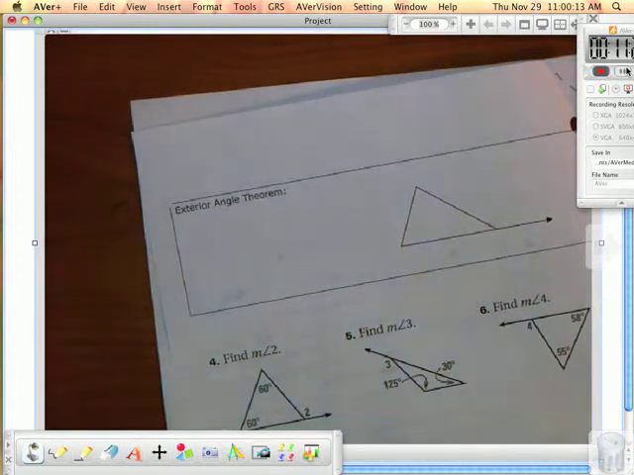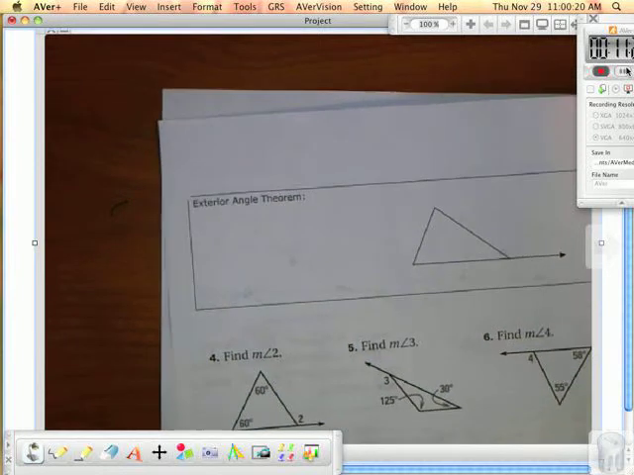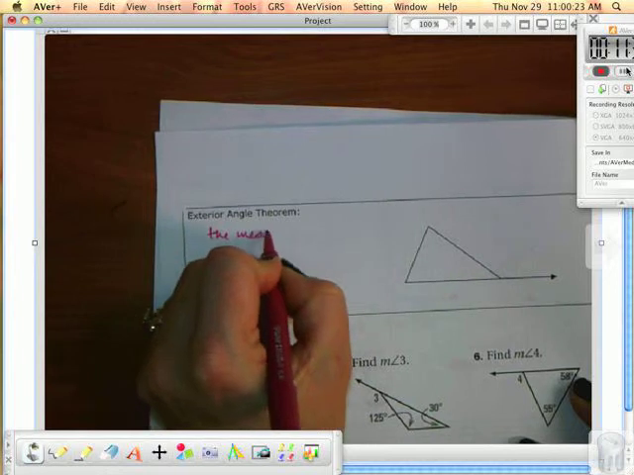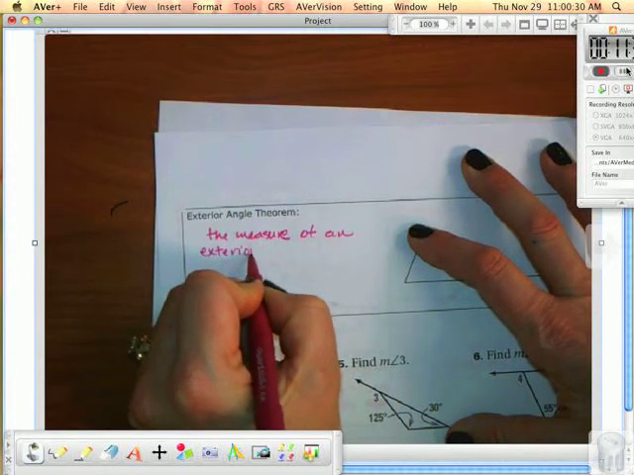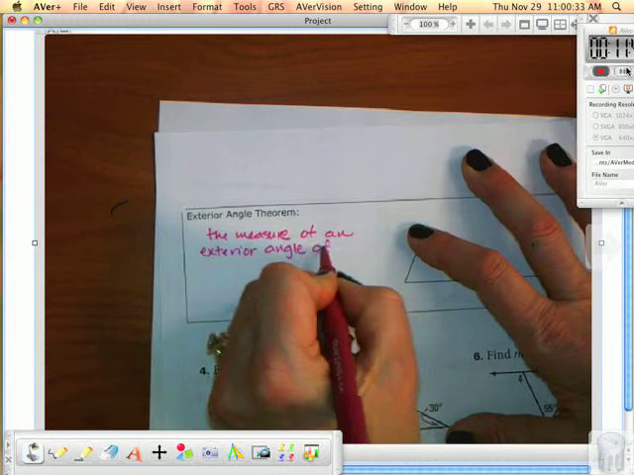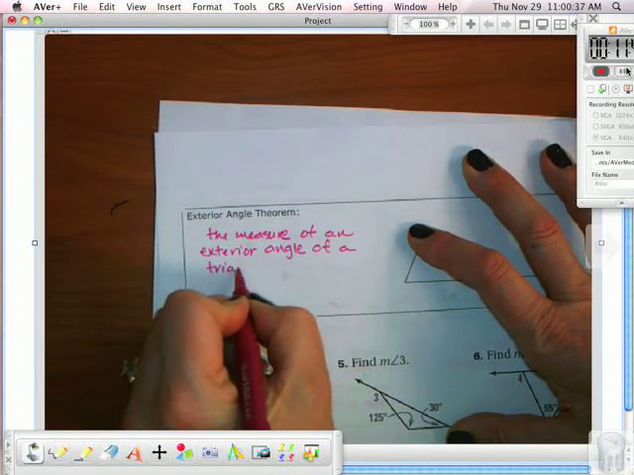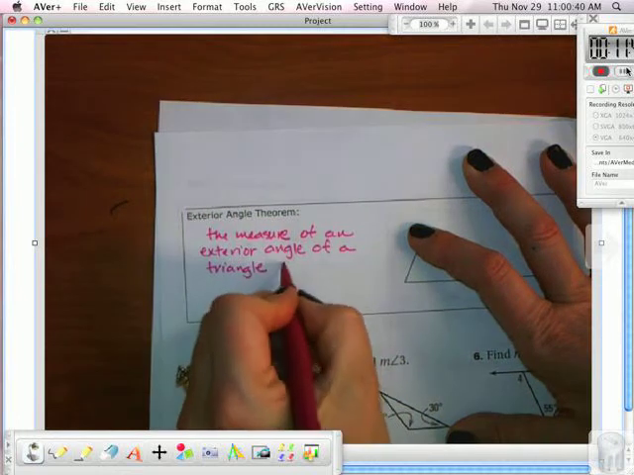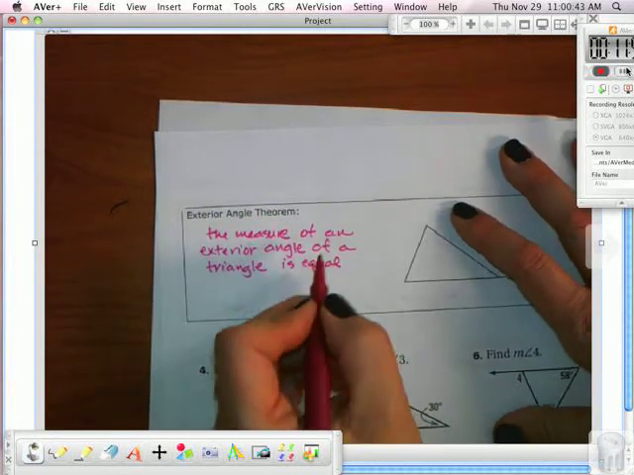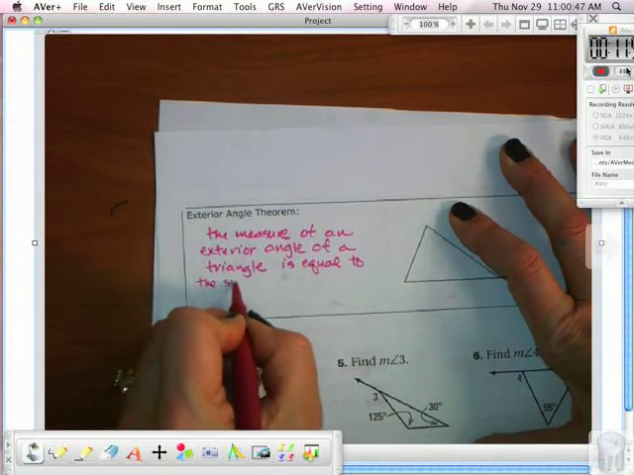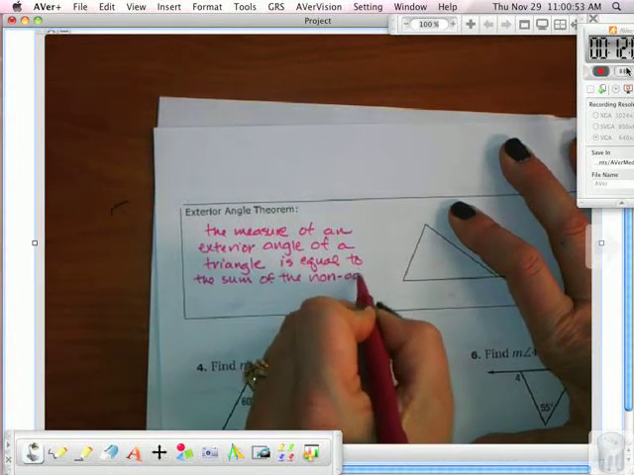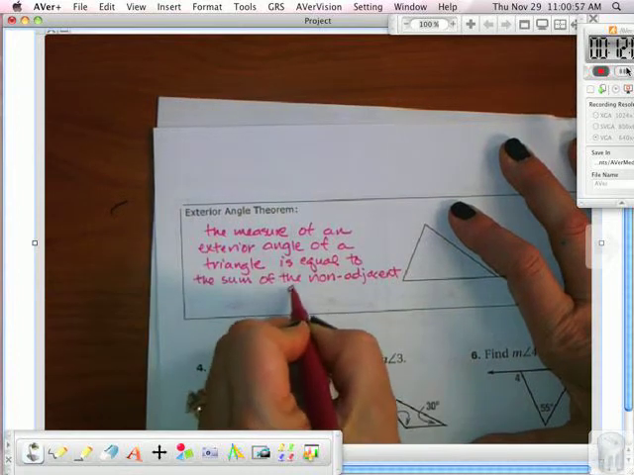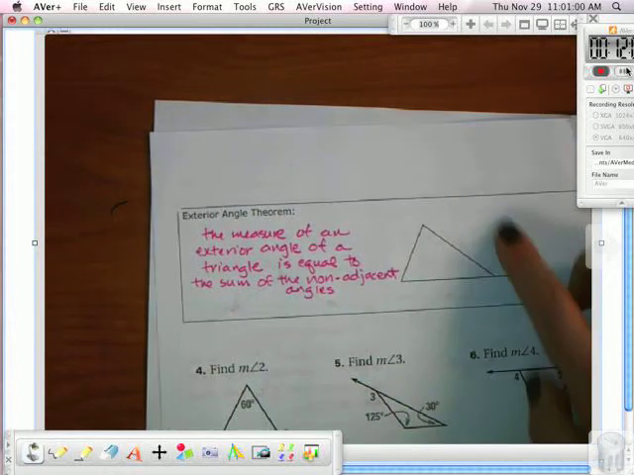Exterior angle theorem. Here's another theorem. The measure of an exterior angle of a triangle is equal to the sum of the non-adjacent angles. When you're done writing, we're going to label this a little bit, and then I'll do the symbols.